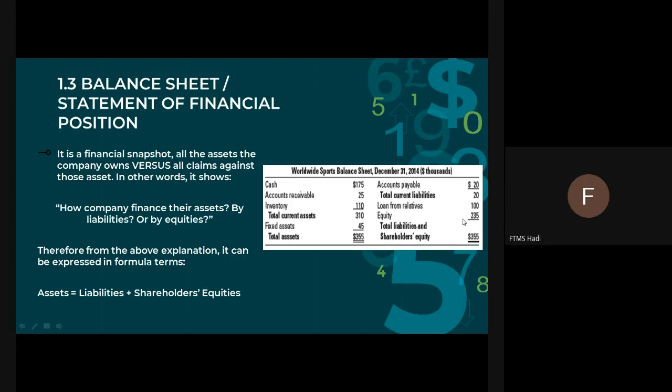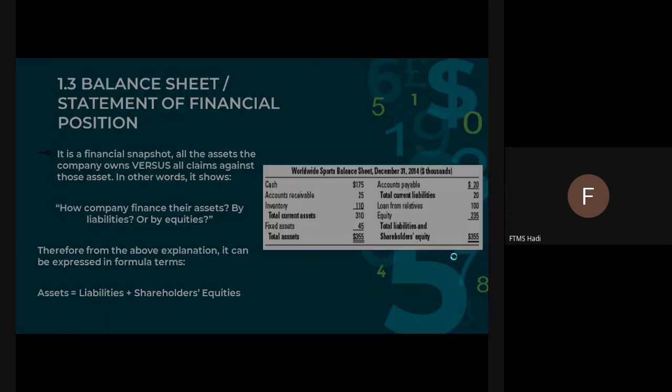So that is how you simply interpret financial position. Is the company in a good position or a bad position? Based on this one, we can say it's a good position because most of the money comes from equity, compared to liabilities of 120.